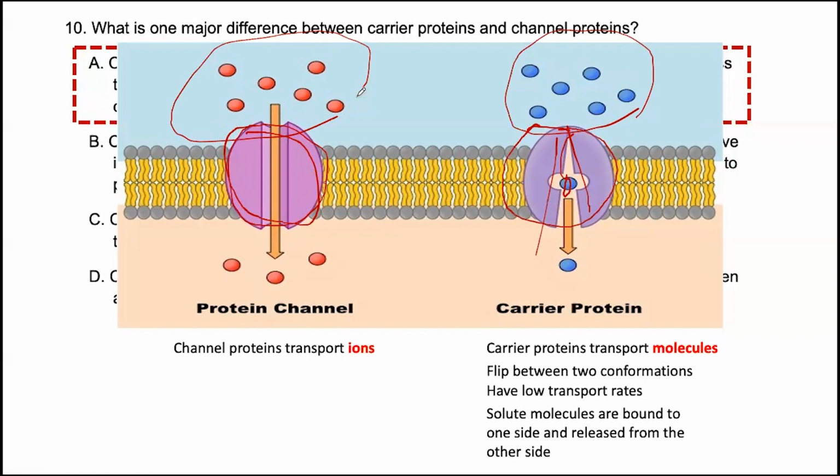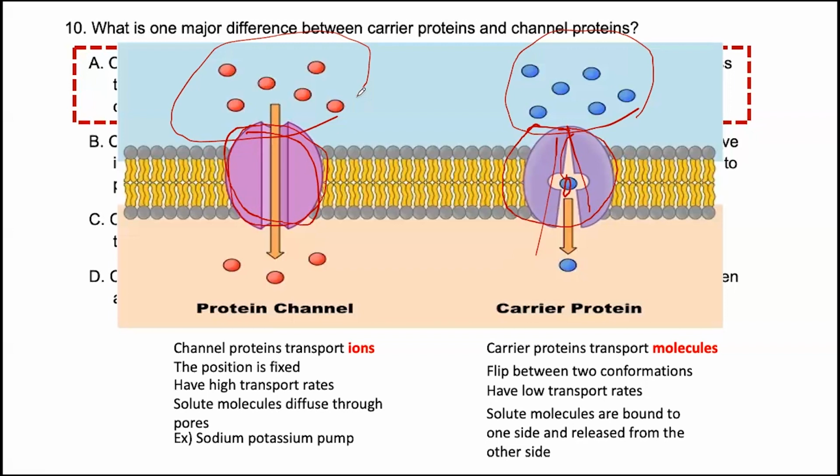So let's go to the channel protein here. Channel proteins transport ions, which are a lot smaller than what carrier proteins transport. The position is fixed, and you have high transport rates here. Solute molecules diffuse through pores. For example, the sodium potassium pump. The reason this one is more advantageous is that when you contract muscles or when neurons communicate, the rate has to be super fast, right?